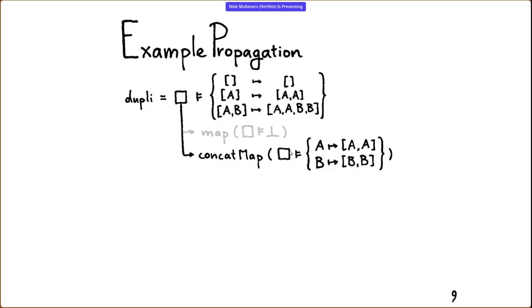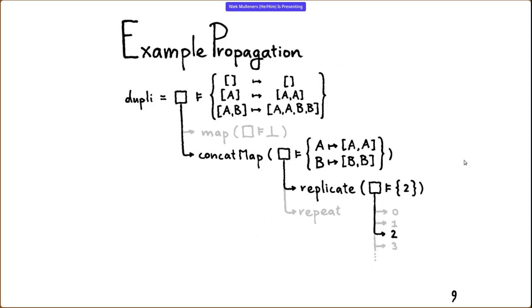We can, however, use concat map, and we get a very nice new specification for the hole, namely that A is mapped to A, A, and B is mapped to B, B. Now we have the two options, replicate and repeat, that were left over from the type propagation. But repeat does not work since it returns a list of infinite length and not of length 2. But replicate does work, and we get a new hole whose constraint is simply 2. So we need to know that it has to be 2, and we can see that in the possible refinements, the only natural number that would work is 2.